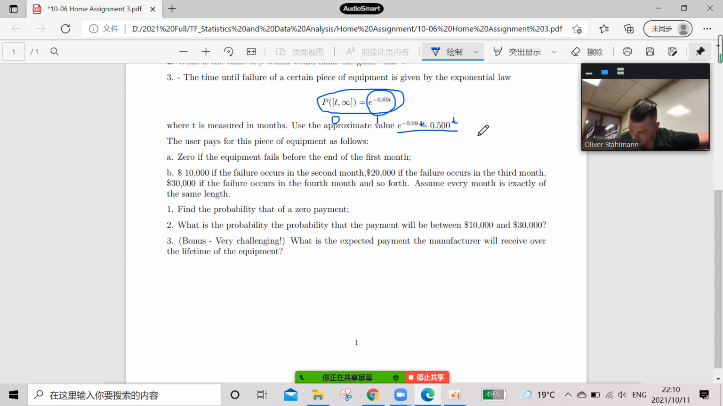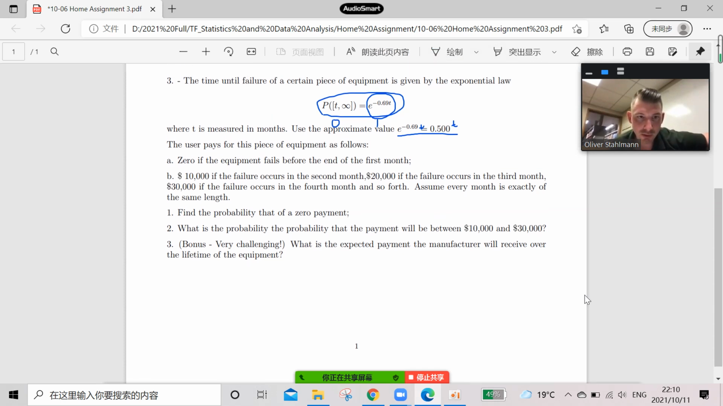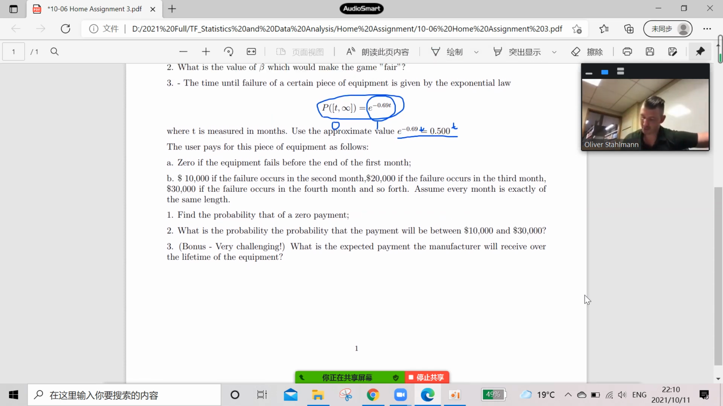Okay. So the probability of zero payment is the probability that t is less than 1. It would be 0.5 raised to the 1, which is a 50% probability that they don't pay anything. Yes. So 0.5 to 1 month is a 50% probability.